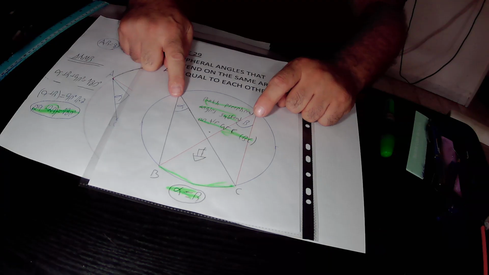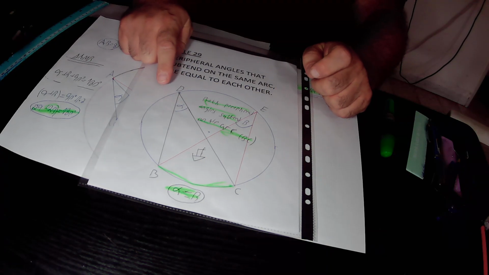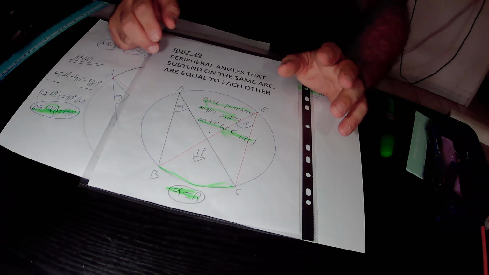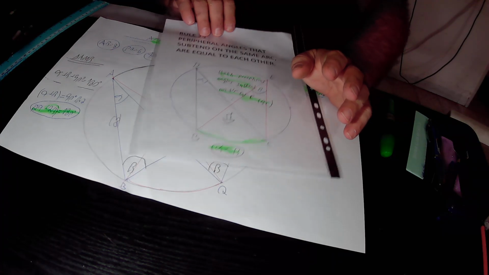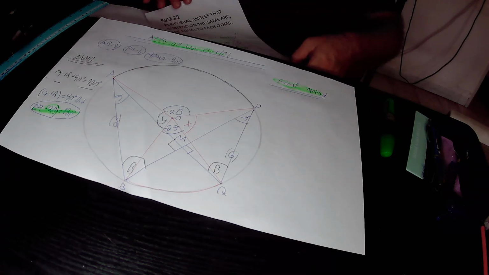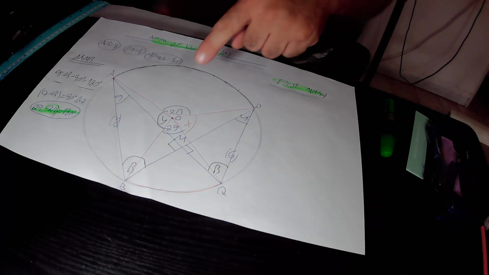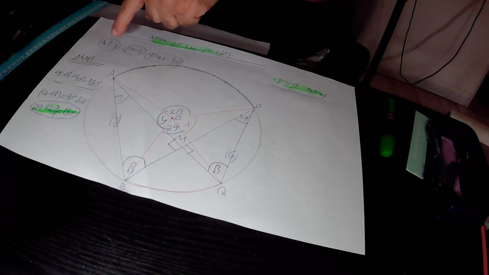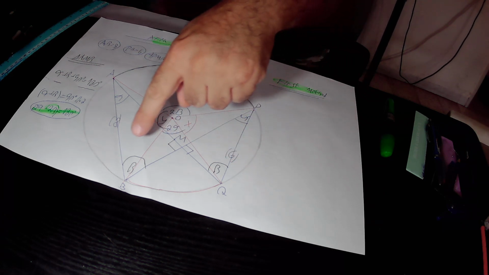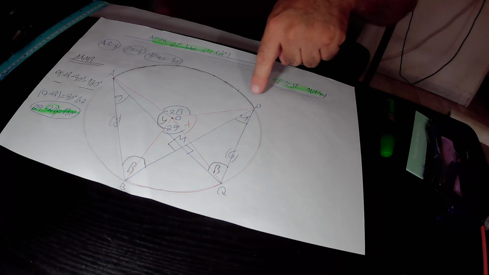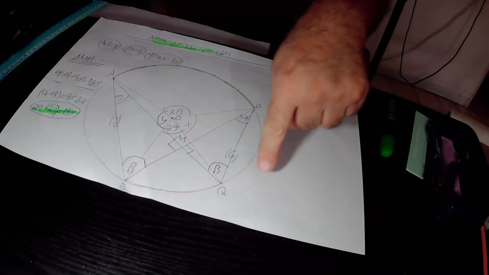This is to say alpha equals beta. So peripheral angles subtended on the same arc are equal to each other in their sizes, according to this rule, rule 29. We can implement rule 29 in our drawing. Look in our drawing. This is peripheral angle BAQ that is subtended on arc BQ. Likewise, this is peripheral angle QPB that is subtended on the same arc BQ.